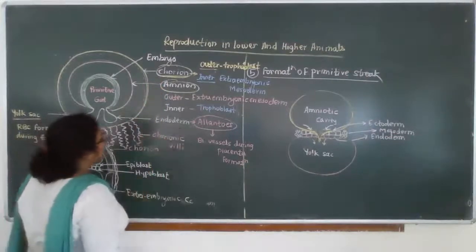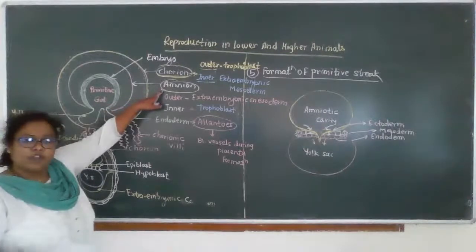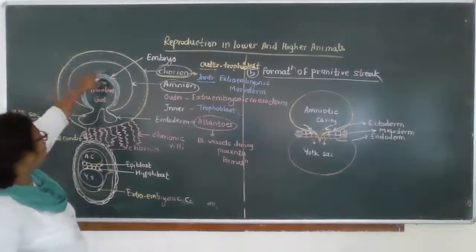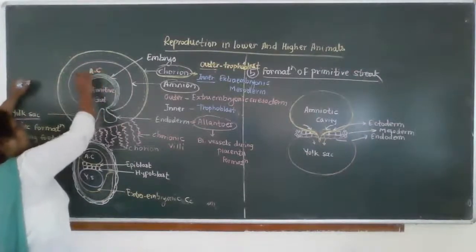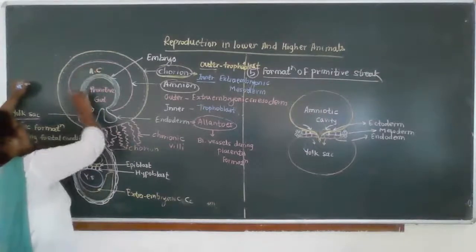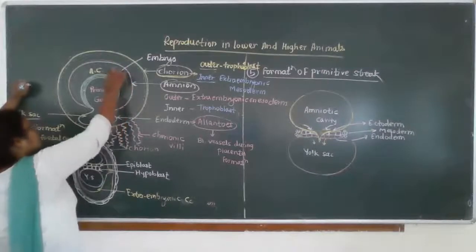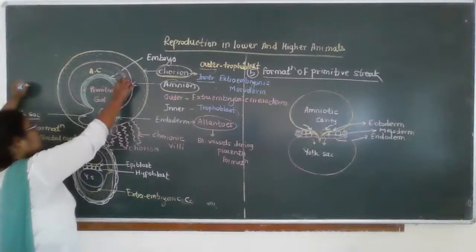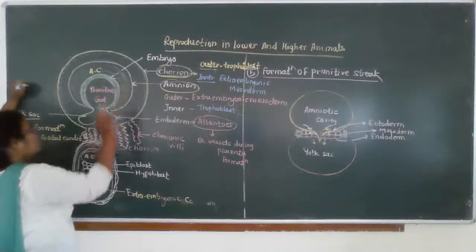Then the allantois. Okay. So what is the role of this amnion? The amnion contains a cavity called the amniotic cavity. This is the amniotic cavity, and it is filled with amniotic fluid, which is secreted by the developing embryo. This fluid provides nourishment to this embryo.